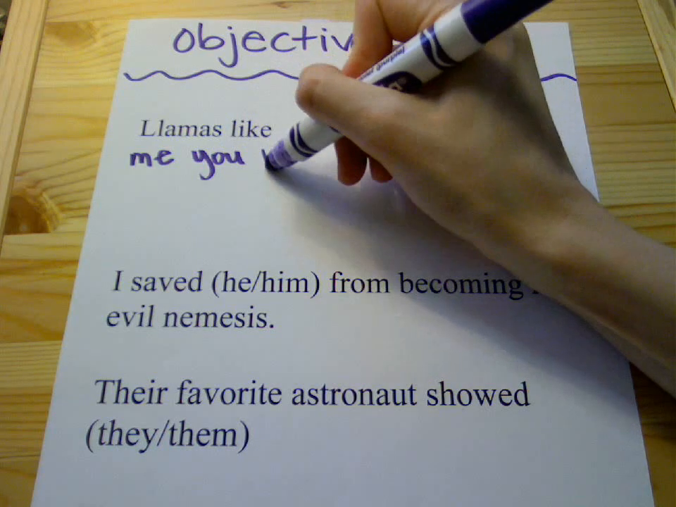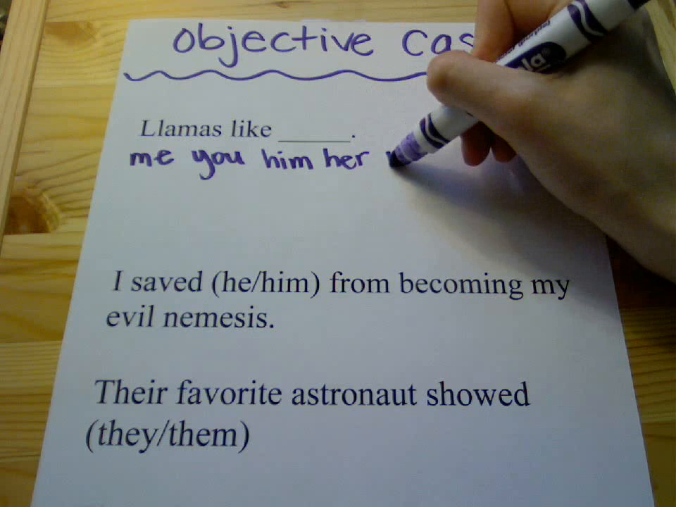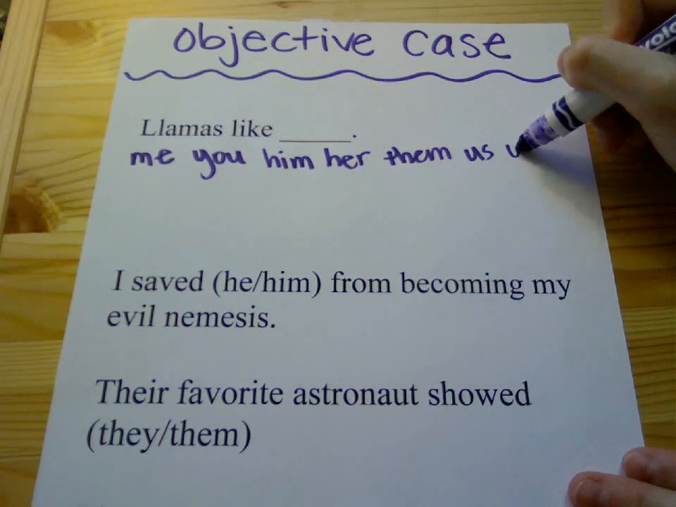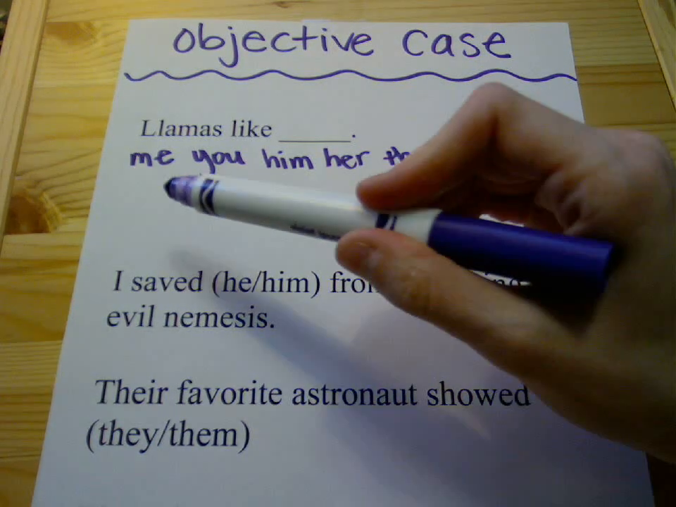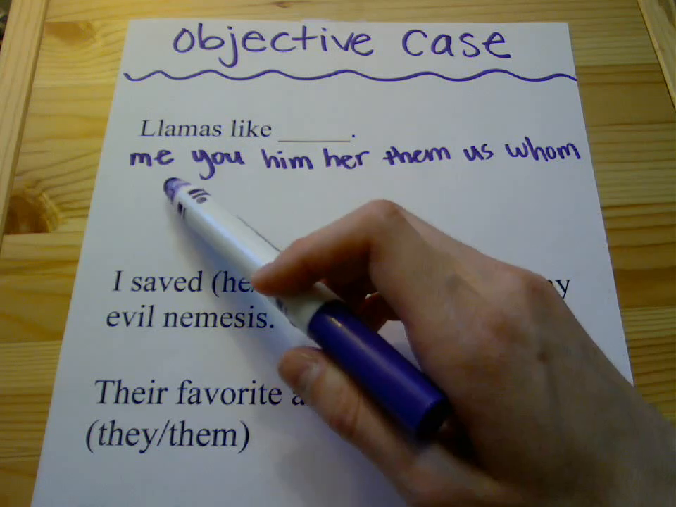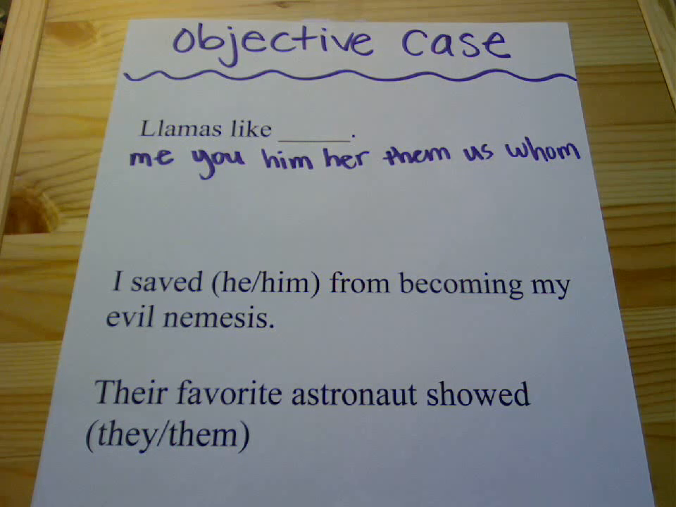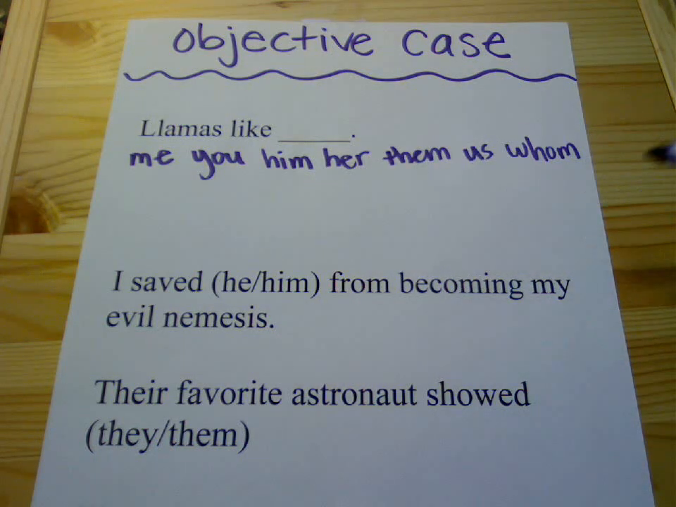you, him, her, them, us, and whom. Okay, so now you have your list for objective case, and in the nominative and subjective case video, you have your list for those. But just note that these all fit in to the sentence. Llamas like me, llamas like you, llamas like him, her, them, us, and whom.